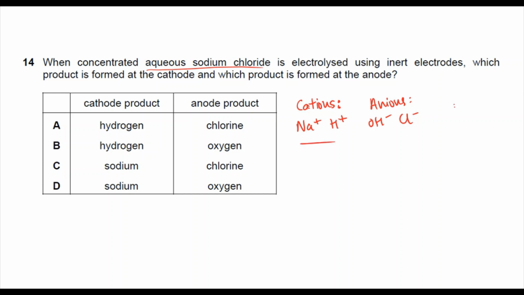From here, which is less reactive? H positive. So from here we have the hydrogen, so C and D are wrong. What about the anode? Well, at the anode, you need to look at two factors.